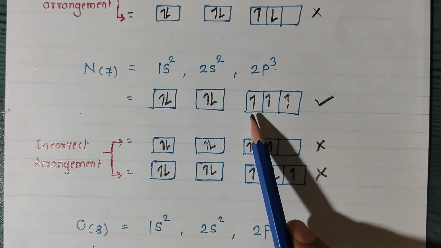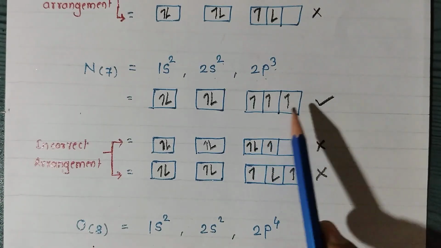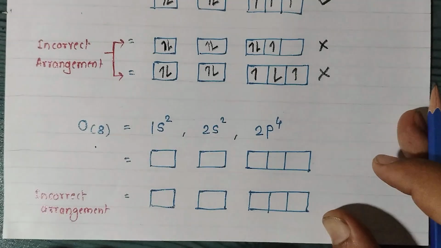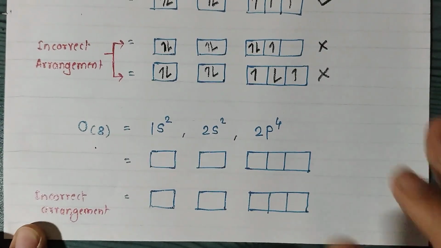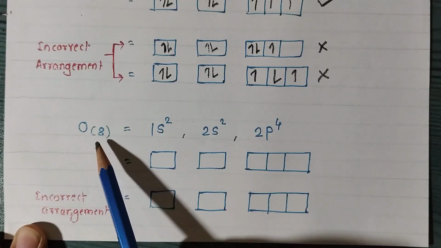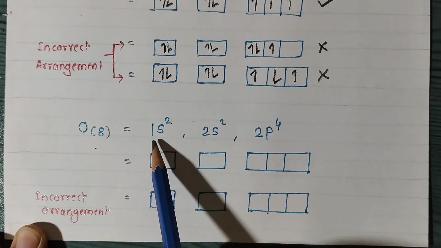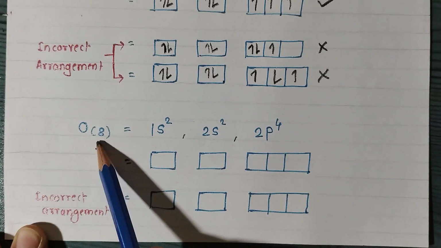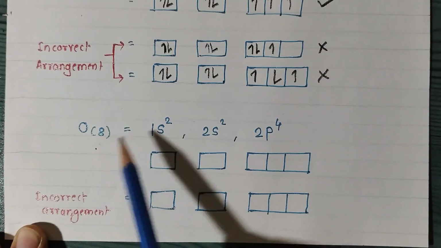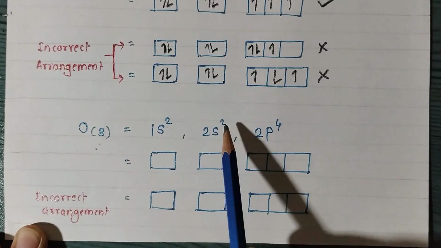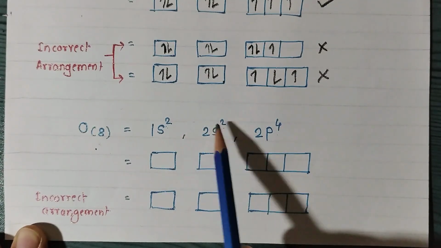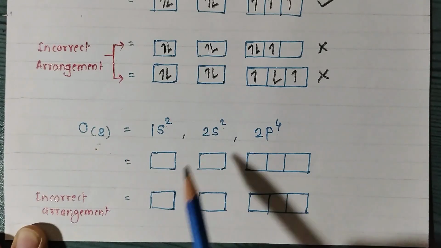So Hund's rule says that we fill electrons first of all singly, then pair up. So how can we pair up these electrons? To understand this, we take an example of oxygen. Oxygen has atomic number 8 and electronic configuration 1s2 2s2 2p4, which means the number of electrons is also 8. So how can we fill these electrons? 2 plus 2 is 4, plus 4 is 8. So 8 electrons fill in this way.